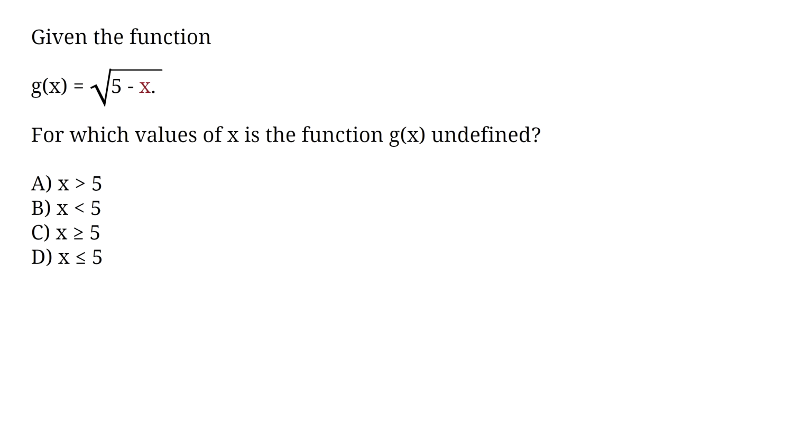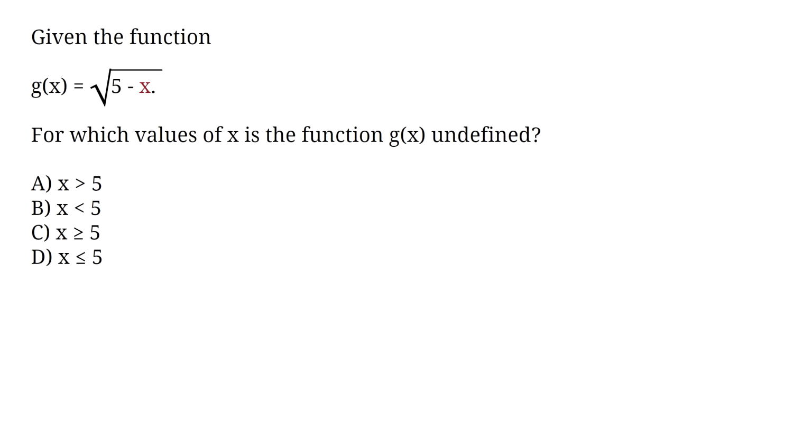Given the function g of x equals the square root of 5 minus x, for which values of x is the function g of x undefined? A. When x is greater than 5. B. When x is less than 5. C. When x is greater or equal to 5. D. When x is less or equal to 5.